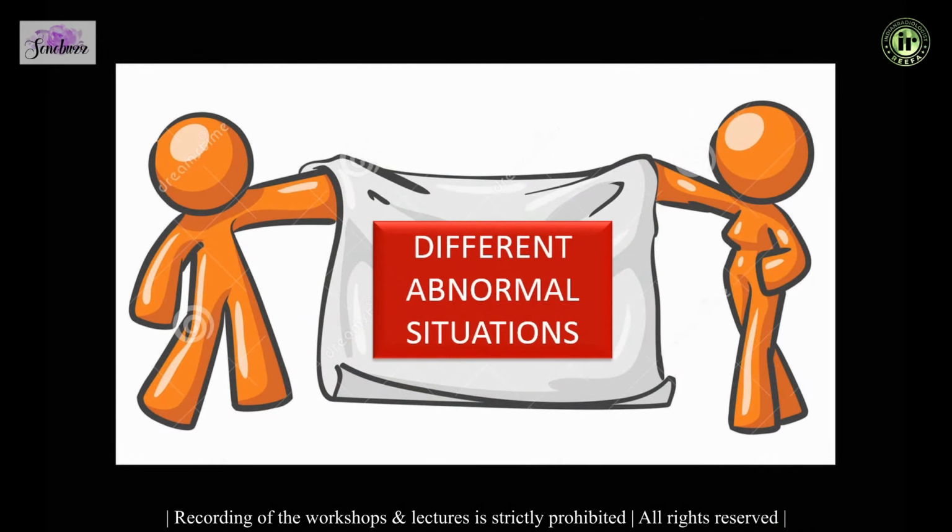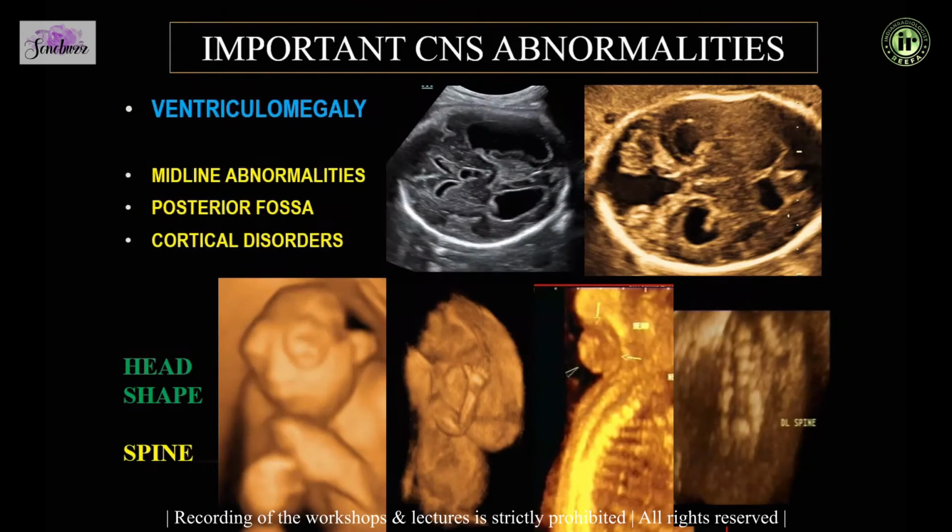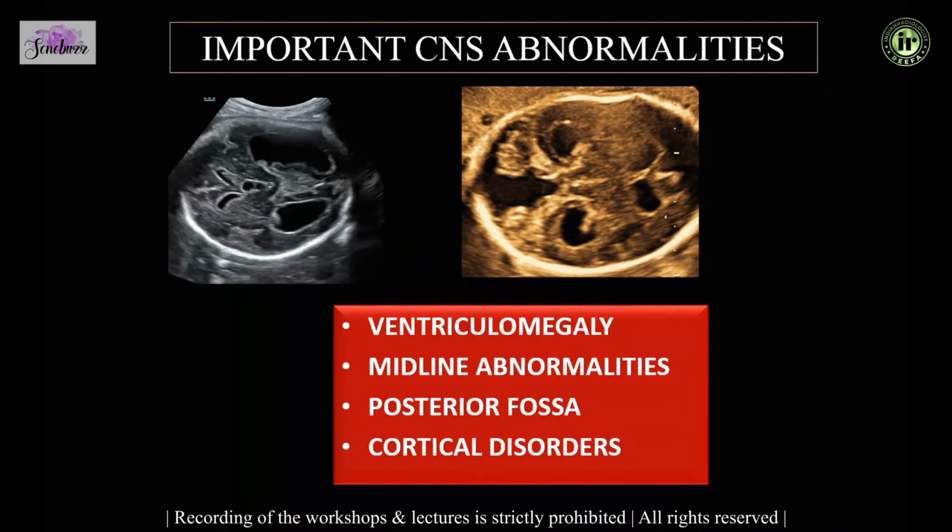Now that we have seen the two cases, we'll just see very rapidly 4 or 5 abnormal situations. These are the important CNS abnormalities that we look for. One is of course ventriculomegaly, then midline abnormalities of corpus callosum, holoprosencephaly, posterior fossa, cortical disorders. Of course we cannot go through all the abnormalities, but we'll just rush through them.